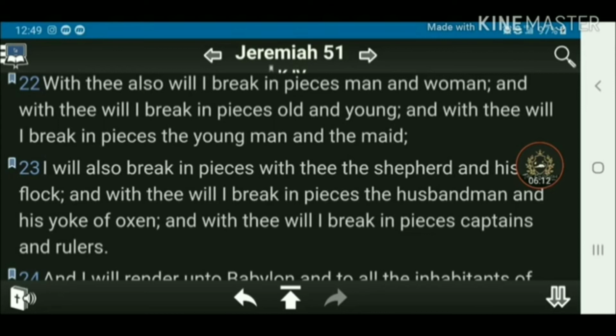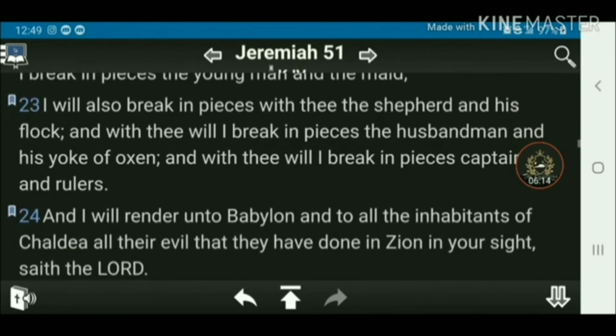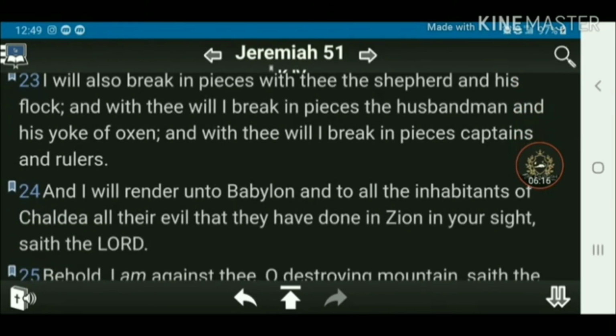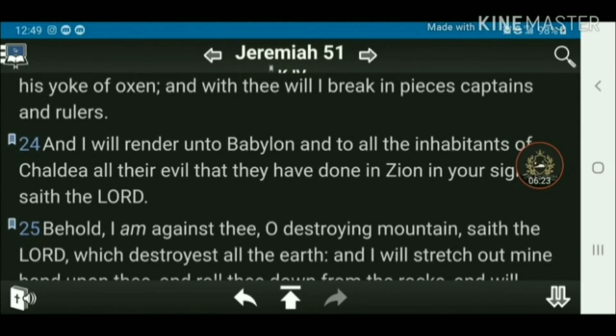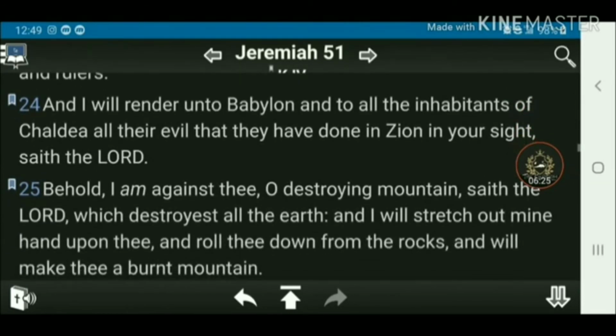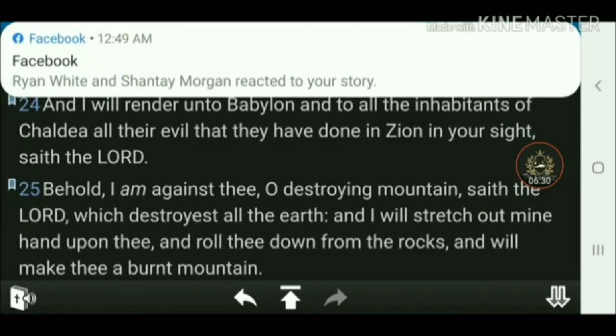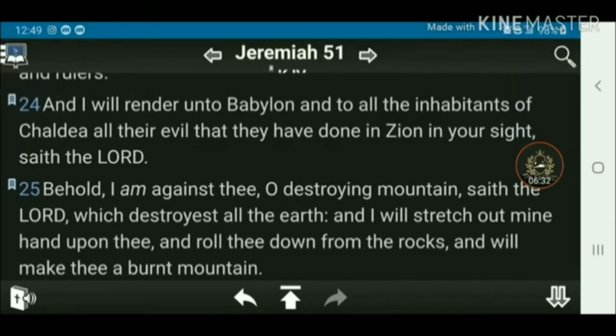I will also break in pieces the shepherd and his flock, and with you will I break in pieces the husbandman and his yoke of oxen, and with you will I break in pieces captains and rulers. And I will render unto Babylon and to all the inhabitants of Chaldea all their evil that they have done in Zion in your sight, says the Lord.